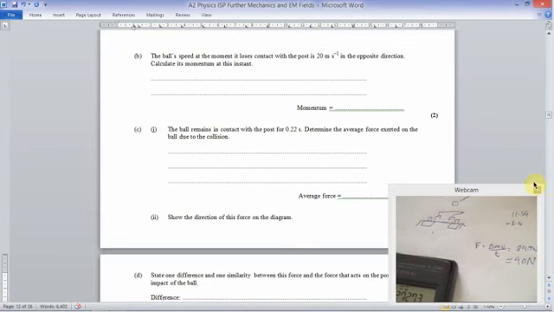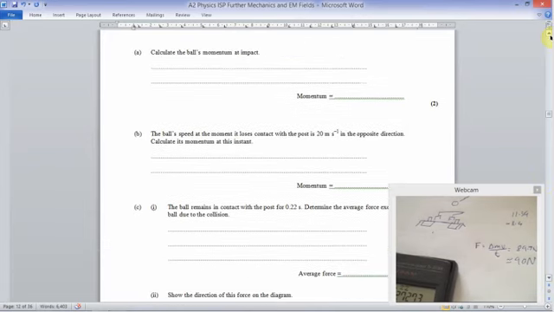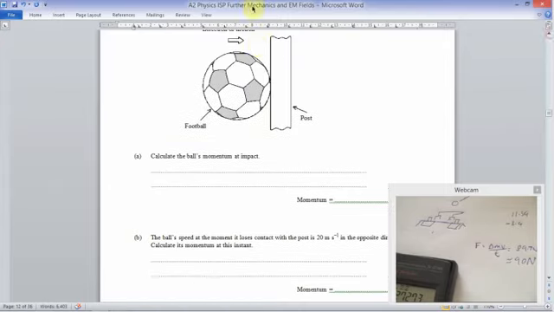Next, show the direction of this force on the diagram. Well, it's going to be going towards the left. So it's going from the right to the left. If the ball's direction of motion originally was this way, the force must be in this way because it's pushing it off the post. The force is applied from the post onto the ball.